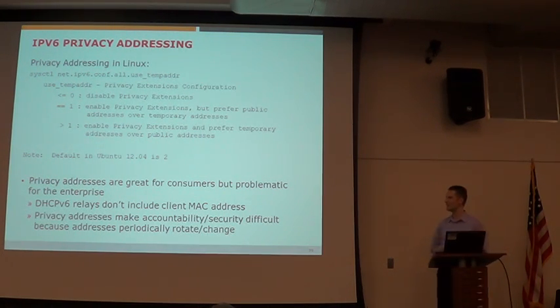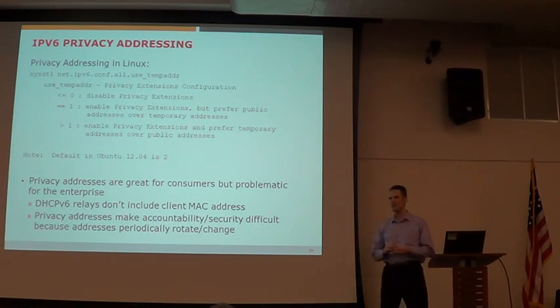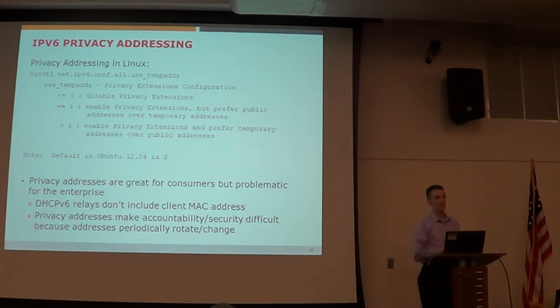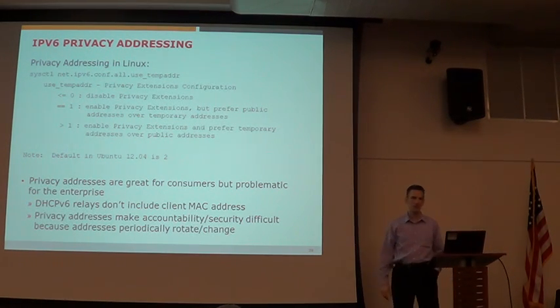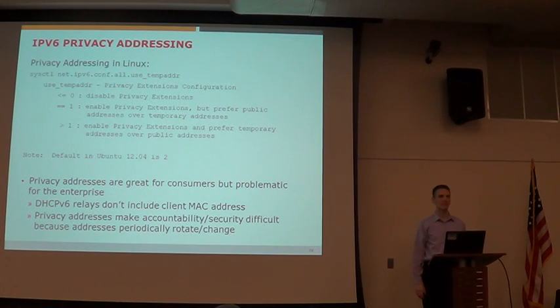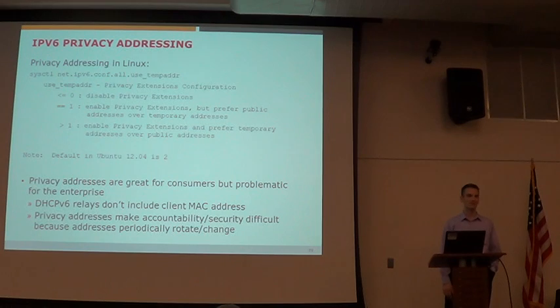I think privacy addresses are good for consumers. In an enterprise, they're a nightmare. So in an enterprise, I would turn it off, and I would use DHCPv6, because you don't want everybody to have a couple different addresses that constantly change. Because then if you try and troubleshoot something, good luck.